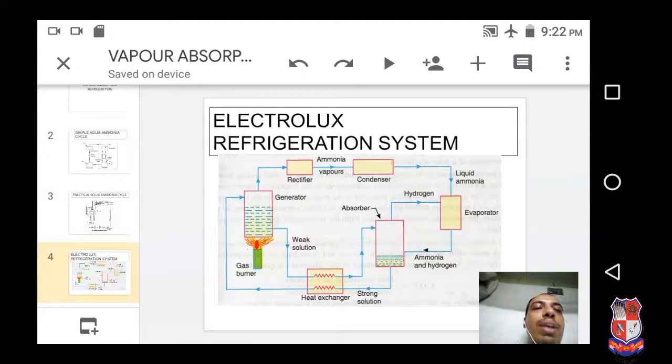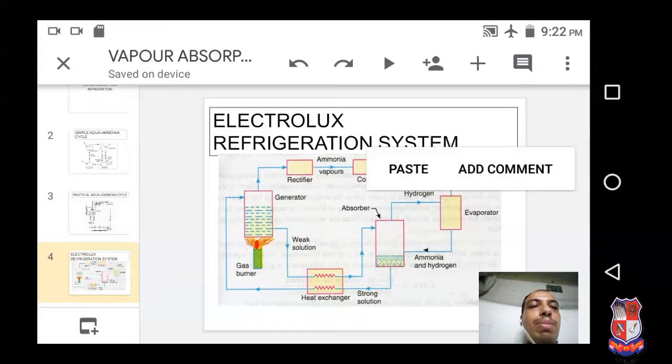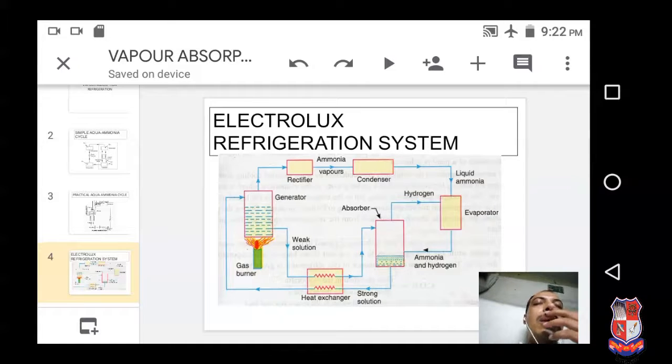This cycle has no moving devices, so its performance is very noiseless as well as vibrationless. But this type of system is not used nowadays because there are so many limitations of this cycle. Second thing is that a burner must be provided continuously in the generator. So it is one type of difficulty for household purposes, because of fire or any other type of problem. So this type of system is not used nowadays.